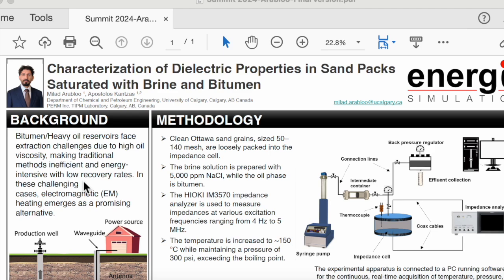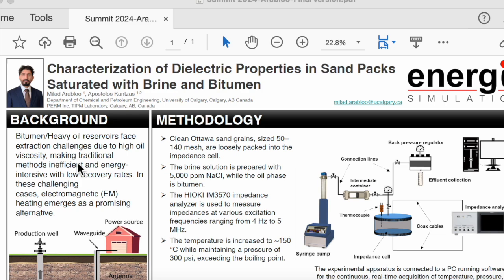Hello everyone, my name is Milad Arabloo, and today I will be presenting my research on dielectric characterization of oil, brine, and sand mixtures for the purpose of optimizing electromagnetic heating in heavy oil recovery.